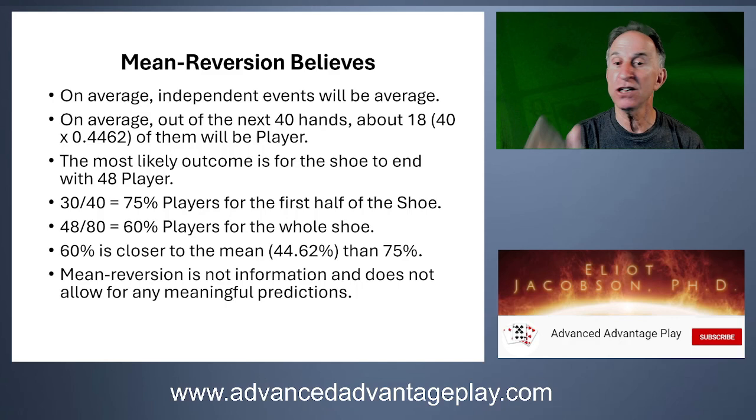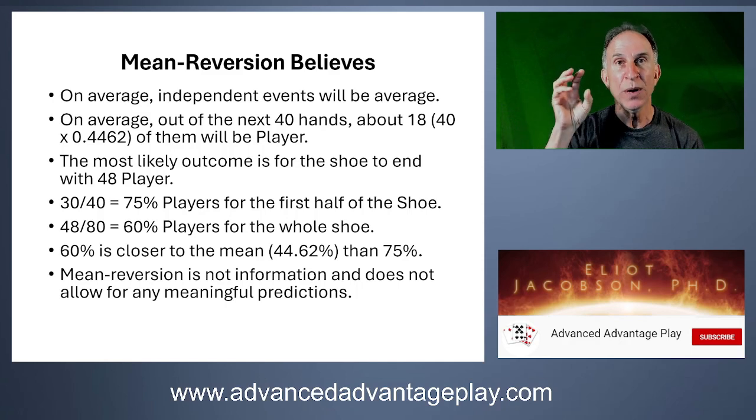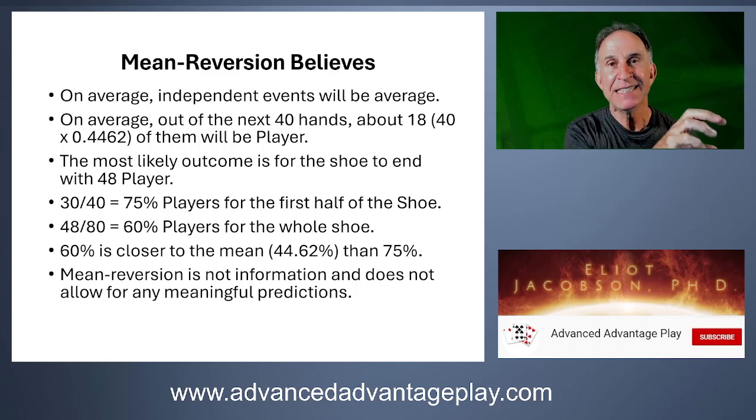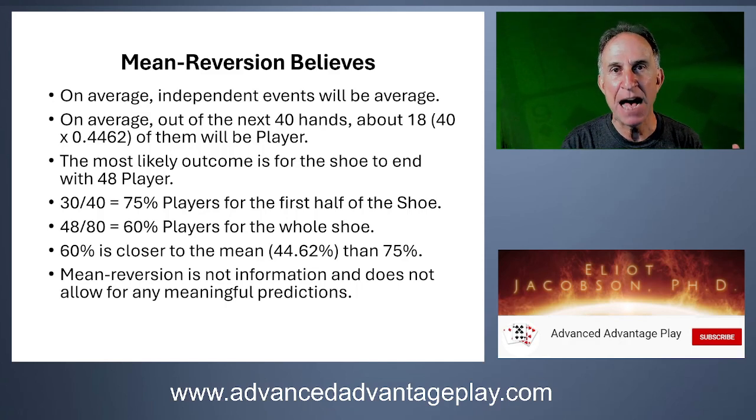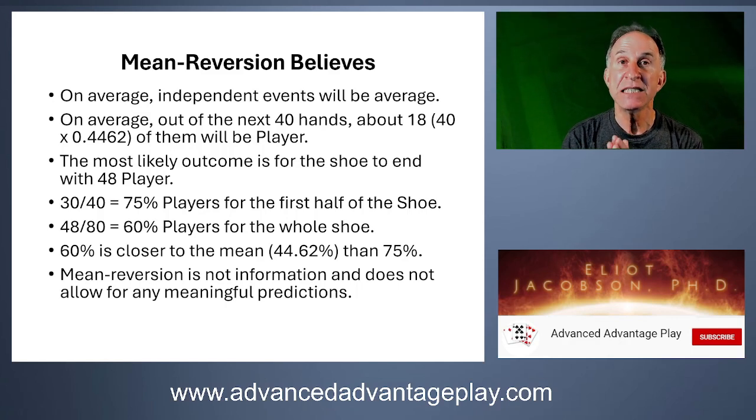And 60% is closer to the mean of 44.62% being player hands than 75% was. In other words, we have reverted to the mean simply by having average stuff happen once we had an extreme event. That's all it means. That's what mean reversion is. Mean reversion is not information that something is going to change about probabilities in the future. And in particular, mean reversion does not allow for any meaningful predictions to be made.